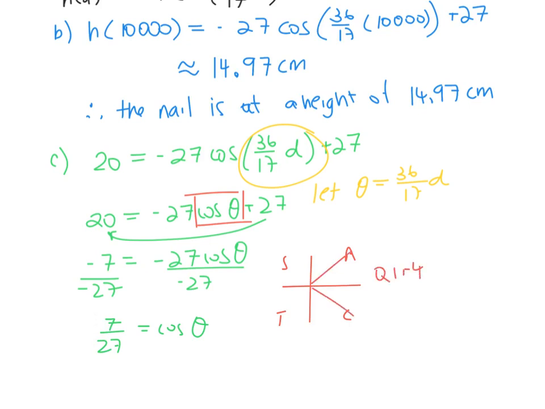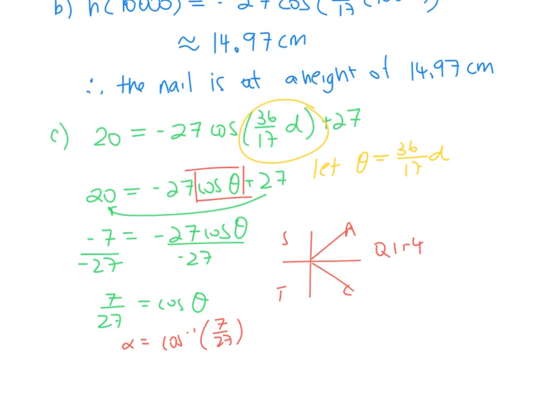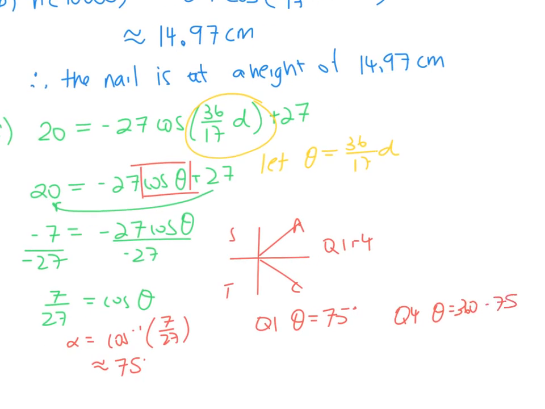So first thing, we do need to find our alpha. So alpha is going to be the cos inverse of 7 over 27, which is approximately 75 degrees. So in quadrant 1, theta is actually just 75 degrees. But in quadrant 4, theta is 360 subtract 75, which is 285 degrees. So hopefully you got 75 and 285 for your theta, because that part was a little more familiar from our solving trig equations.